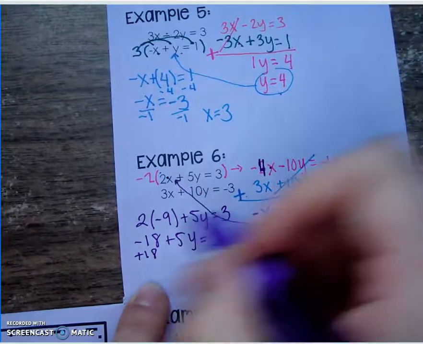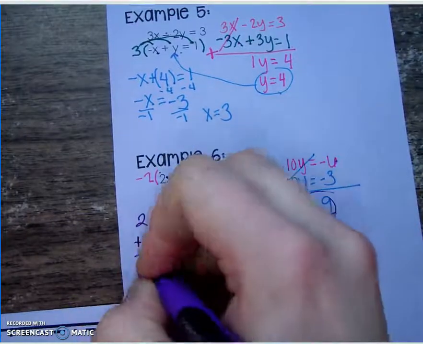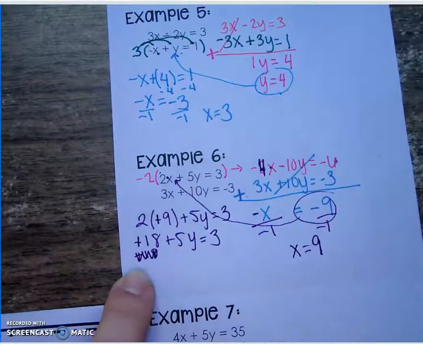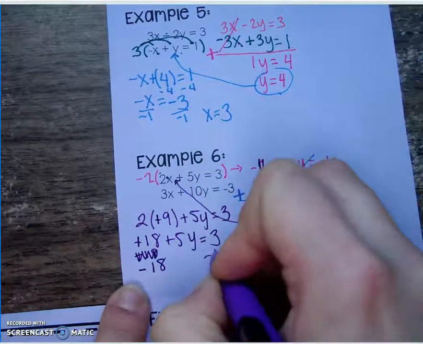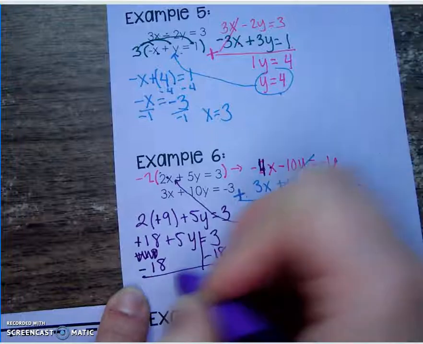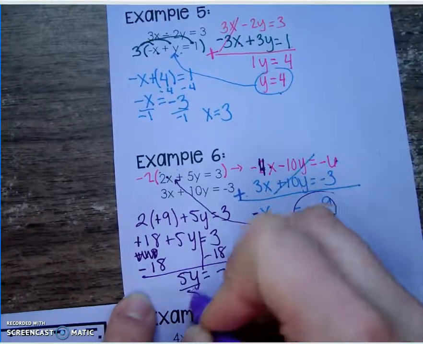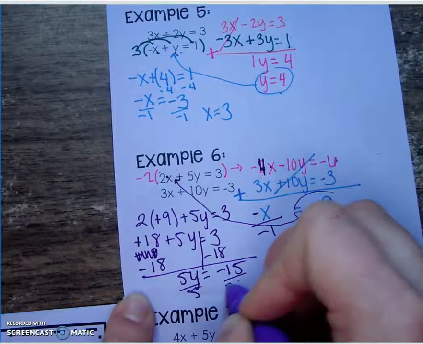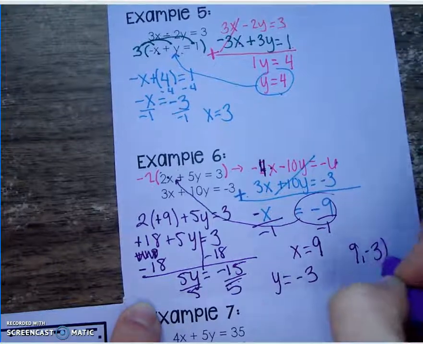All right, and then I have a positive 9 times 2 is positive 18. There it is. And then I'm going to get rid of the positive 18 by subtracting 18. 5y equals negative 15. And divide by 5. Y equals negative 3. Okay.